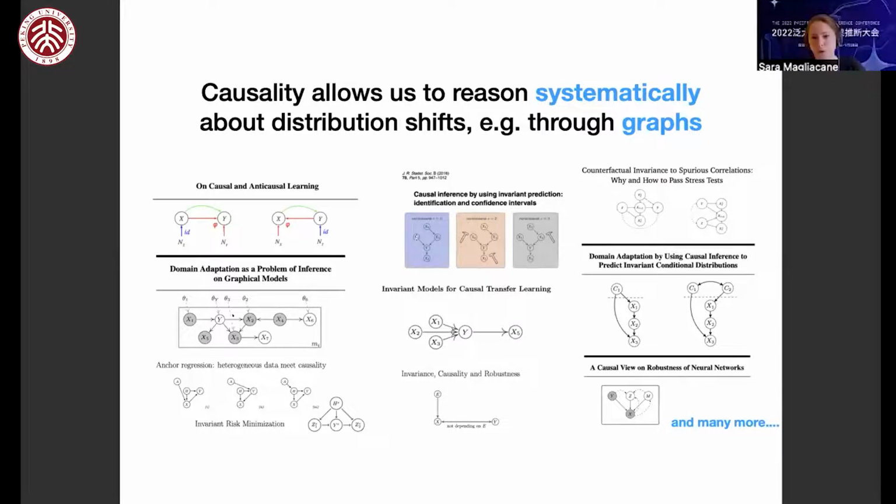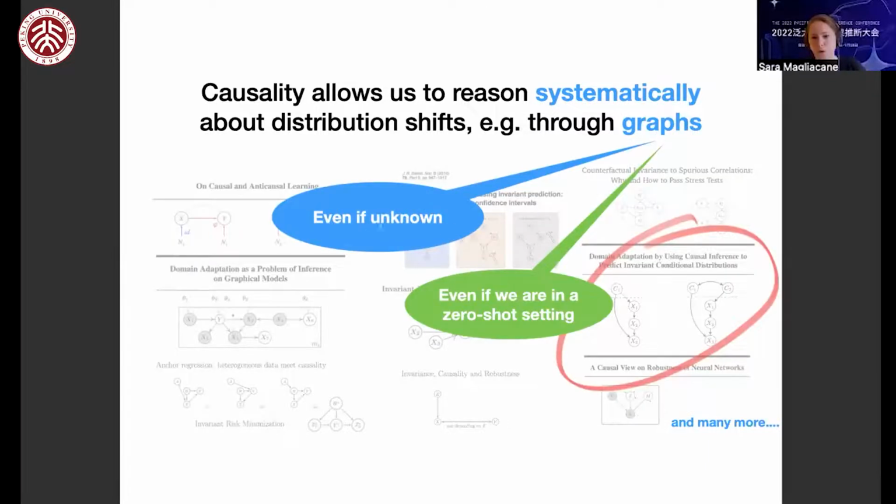And I wanted to point out that this works also if you don't know the graph, so the graph is unknown. And in our case, we also had the setting in which you didn't have any label in the target domain, so a zero-shot setting. And this still actually allows you to reason systematically. So I'm going to start by giving you some examples.